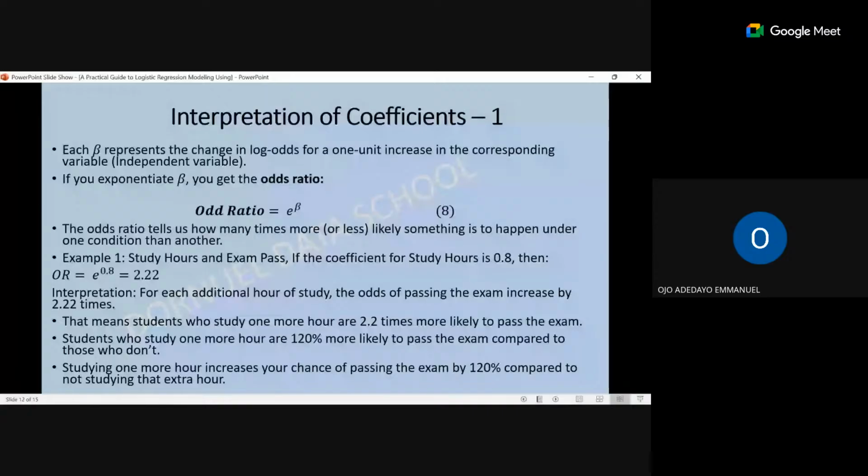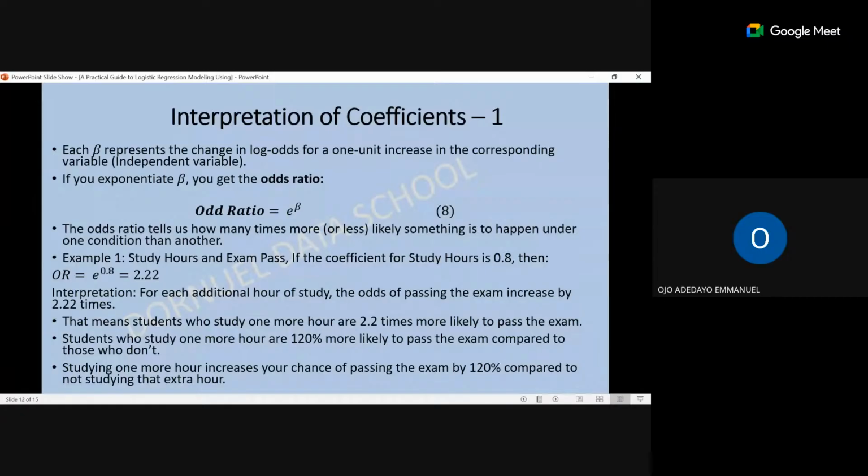Now, let me relate it to percentage. This is where I want us to listen carefully. In interpreting the odd ratio, we have the standard, which is 1. Any value of odd ratio that is less than 1, we normally use the term less likely. Any value of odd ratio that is greater than 1, we normally use what we call more likely.